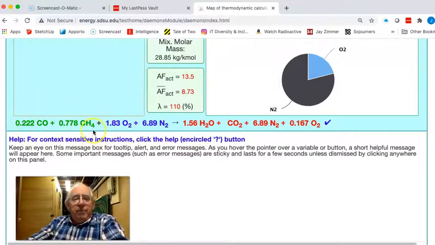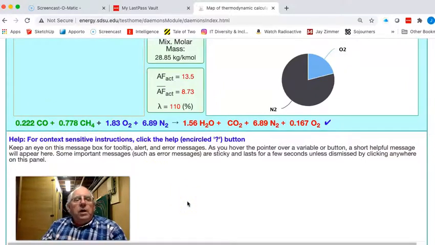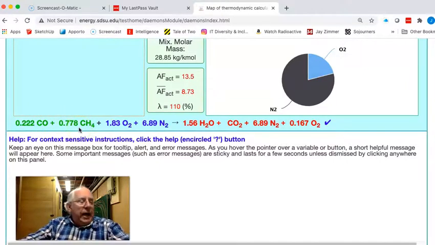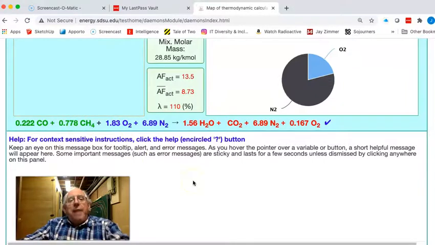I put in 70% methane and 20% CO2. And what it wanted to do, and what it does, is it takes the fuel and it makes the fuel 1 mole of fuel products. And so that's why these two add together to be 1 mole, and they are in the 70-20% amounts.